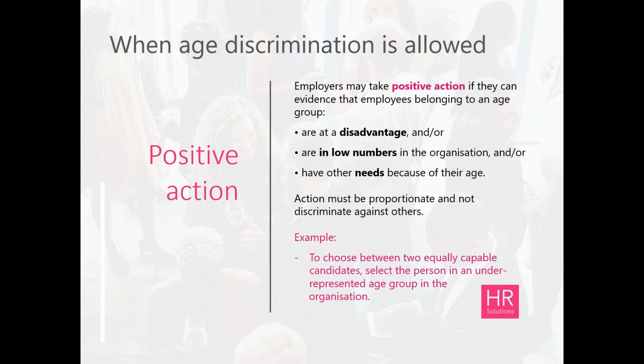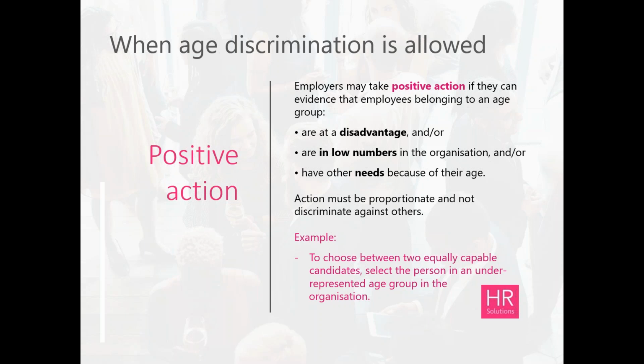people. All right, so a good example is if you have two equally capable candidates, you really couldn't choose between the two, and you're scratching your head. If you're thinking, well, actually, this person is underrepresented in our organisation in terms of their age. We don't have many people at all in, I don't know, the 55 to 65 bracket, then choosing that person because they are in that age bracket would be an example of positive action, okay?